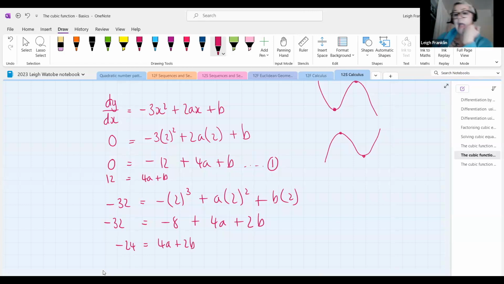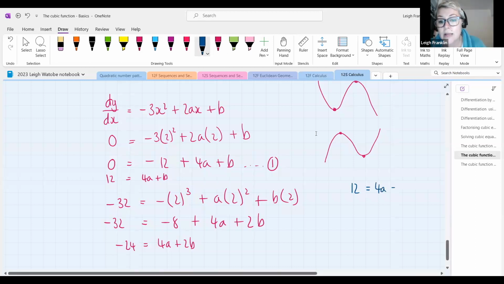All right. And now you can solve simultaneously. So if you want to, you can solve by substitution, or you can solve by elimination. I love elimination for these sorts of questions because I just think it's quicker and easier. Totally up to you. Any method of solving simultaneously would be okay. I'm going to do elimination if that's all right.